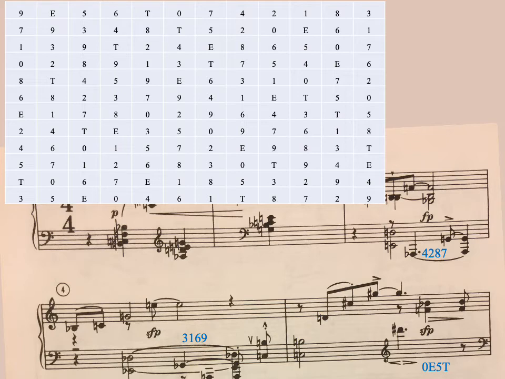So if we want to figure out what that row form is, it's the row form I4 that goes from the top to the bottom of the matrix there. And didn't he use RI4 as his first measure's chords? So he's got one vertical row and one horizontal row that he's used thus far.